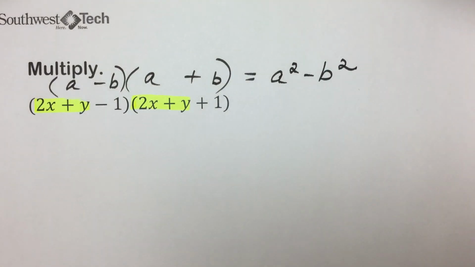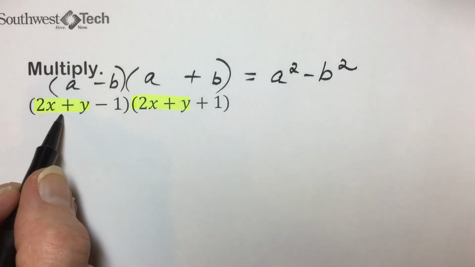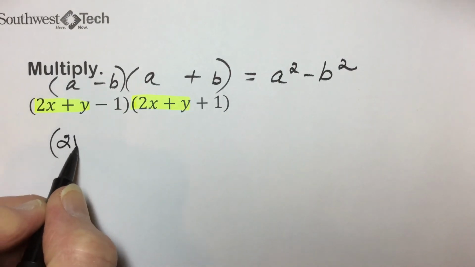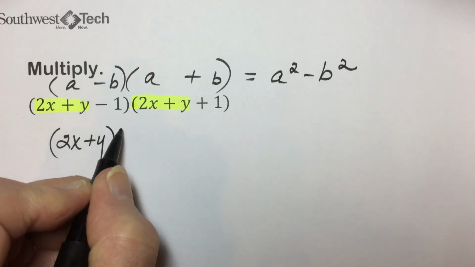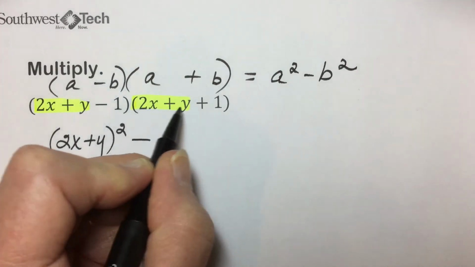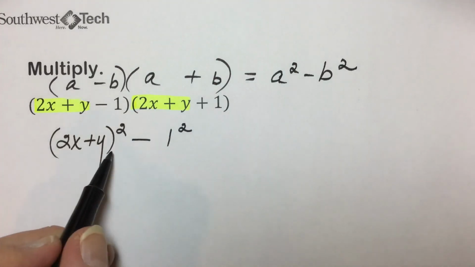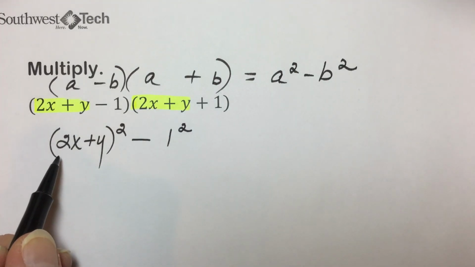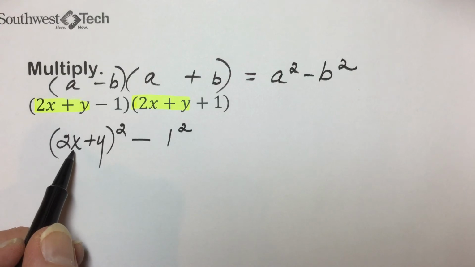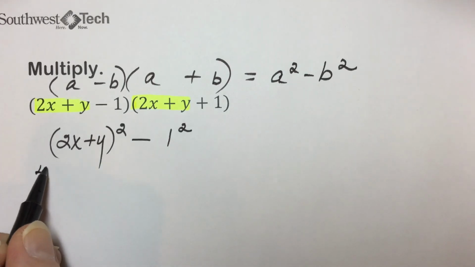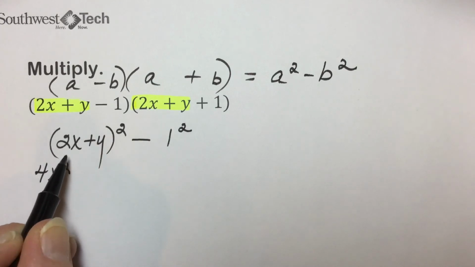So treating that as such, our result of multiplying these two together will be the square of the first term minus the square of the second term. This is a binomial that needs to be squared, and the shortcut for a binomial square is square the first term. 2x times 2x is 4x squared.